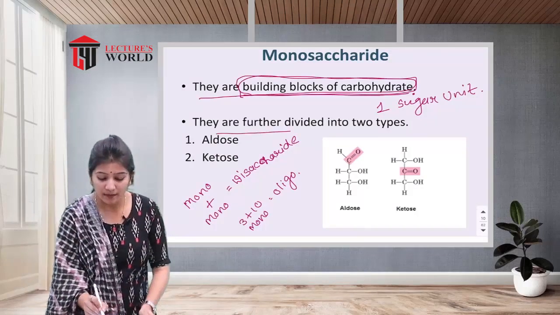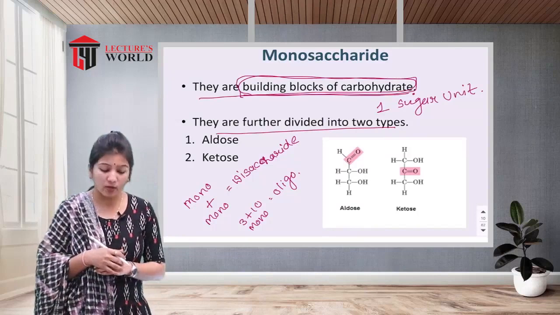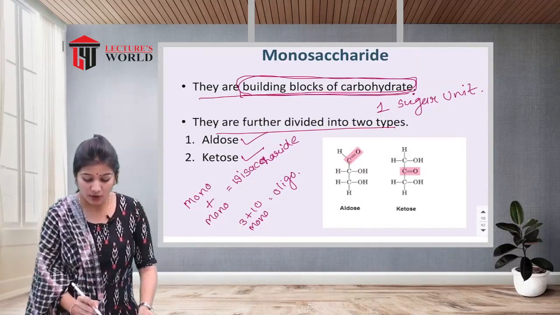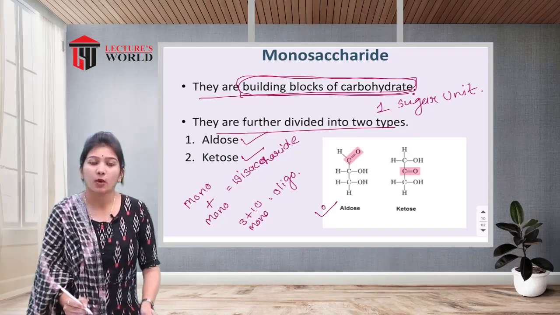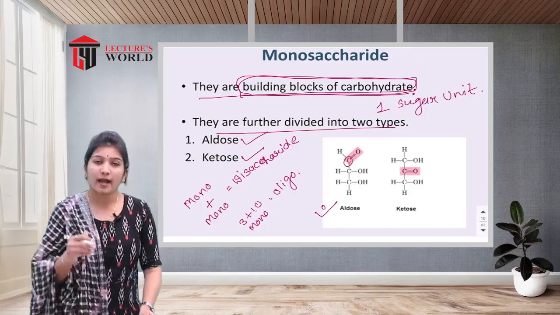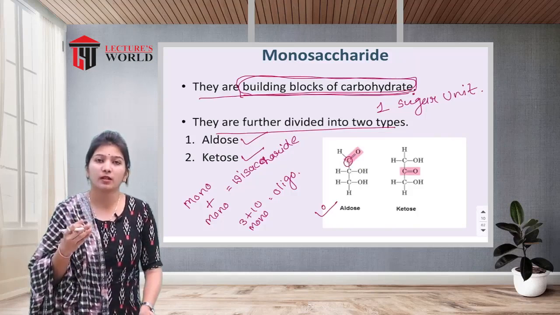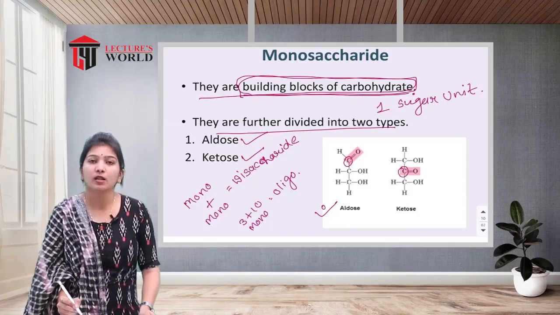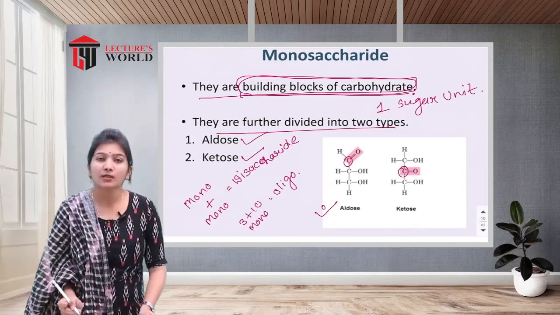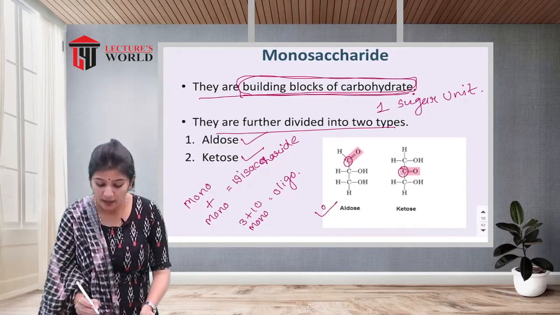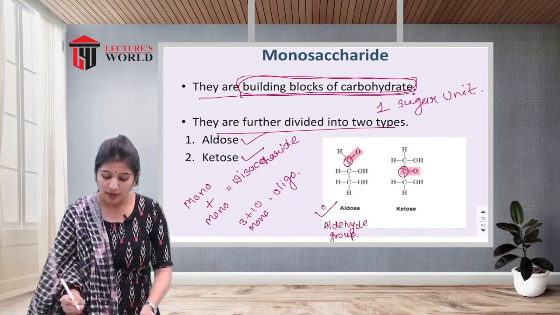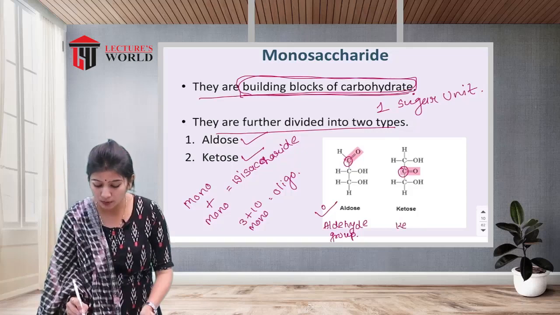They are further divided into two types. Monosaccharides have two types: aldose and ketose. This is the structure of aldose. In the aldose, the endmost carbon atom is attached with the aldehyde group, whereas in the ketose, the middle carbon atom is attached with the ketone group. Aldose is one type of monosaccharide which has the aldehyde group, whereas ketose has the ketone group.